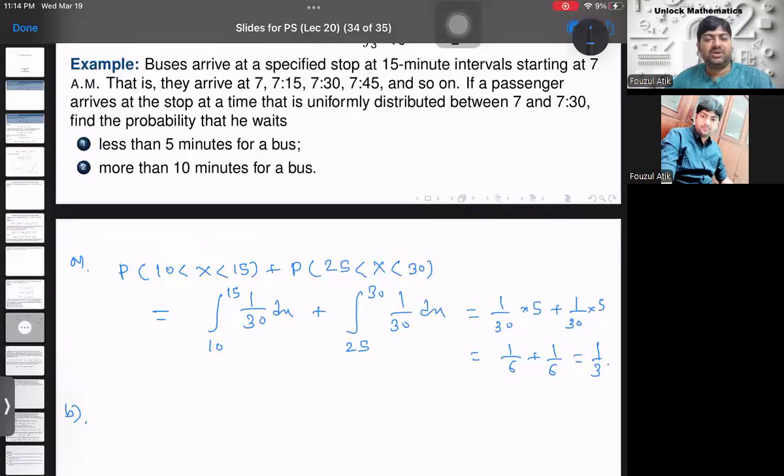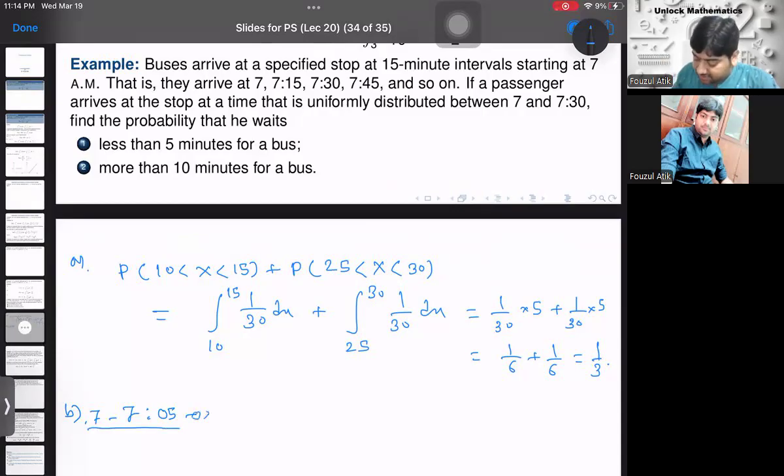What you have to do? So in this case, what time does the passenger have to come? So more than 10 minutes. If the passenger comes between 7 and 7:05, then definitely the passenger has to wait more than 10 minutes. Why? Because the first bus will go at 7 and the passenger is coming after 7, up to 7:05. The next bus will come at 7:15. So if he comes within this time, he has to wait at least 10 minutes.